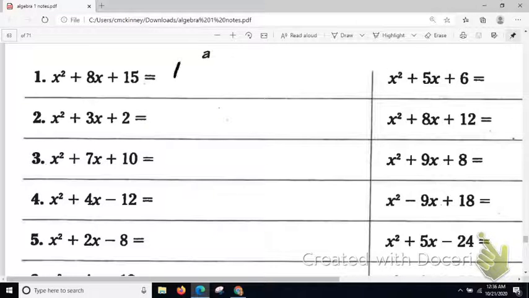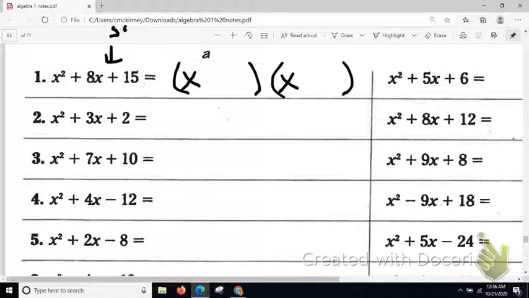So 2 sets of parentheses. So to get x squared, we know we'd have to have an x and an x. It's a positive 15, so this tells me same signs. It doesn't tell me both positive or both negative, but it tells me they're the same. And then I look here, and then I know, they're both positive. So 2 positives.